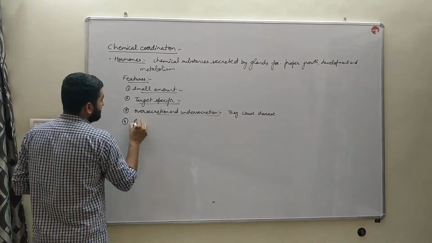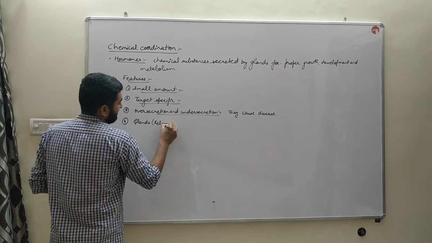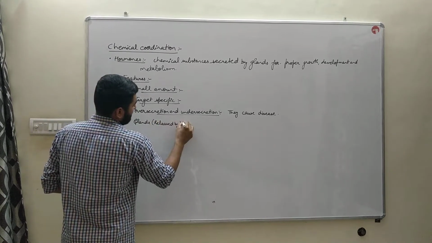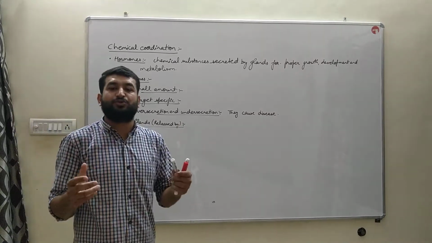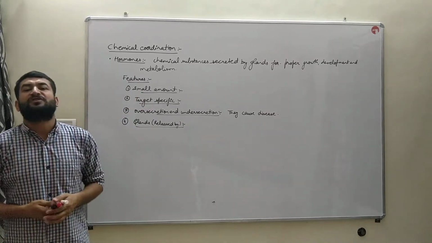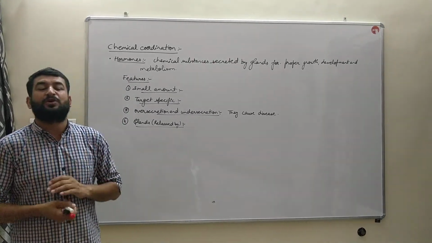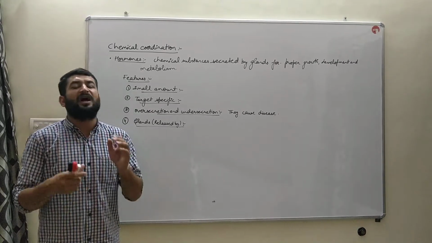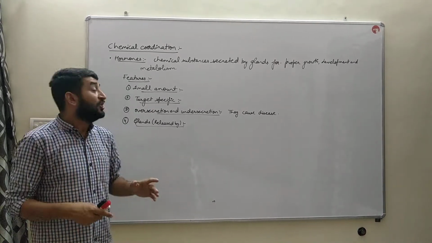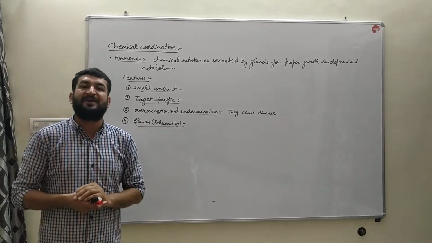Next question. Hormones are released by glands. Glands are the specific cells, tissues, or organs which release certain chemicals named hormones, which help in growth and development and in the control and coordinating activities of humans along with the nervous system. So these are certain features of hormones which are secreted in our body.